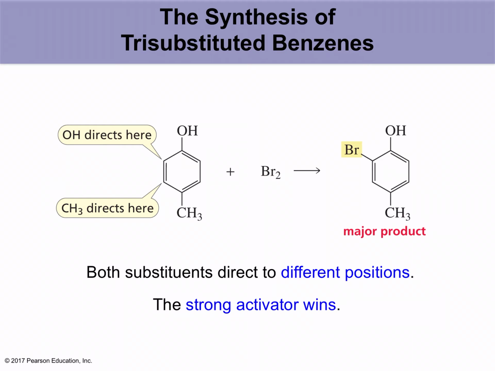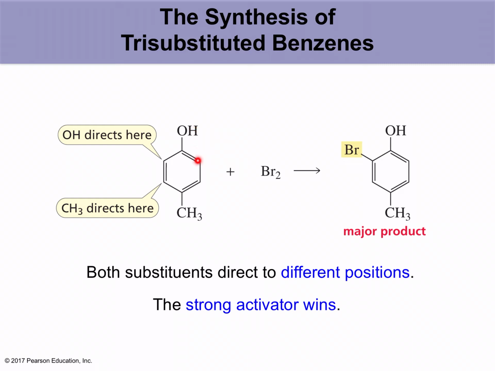Another one. So you have two substituents. Alcohol OH group is ortho-para. It can go either here or here. And then the methyl is also ortho-para. Now, if the OH group predominates, then the bromination should happen over here. If it is methyl, then the bromination should happen at this position. Okay. Both substituents direct to different positions. So then the strong activator wins.